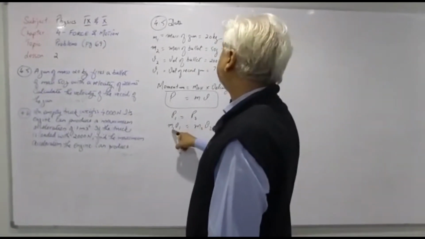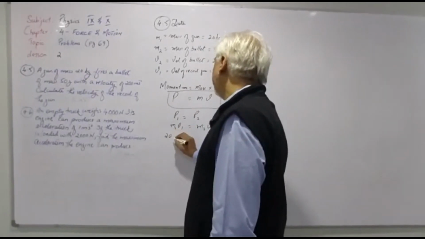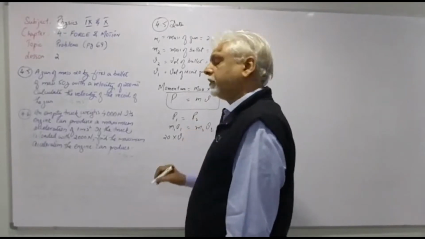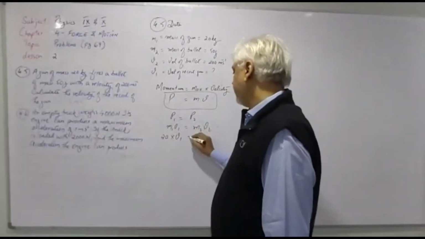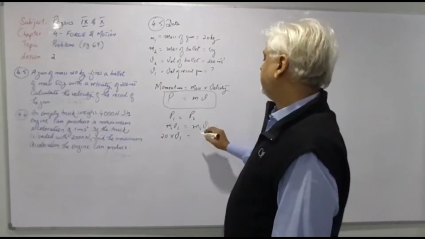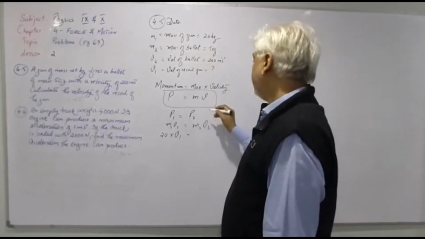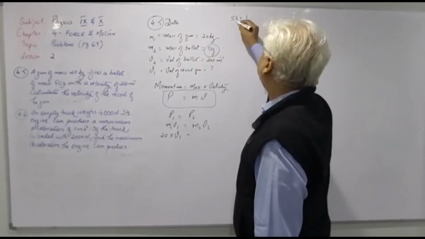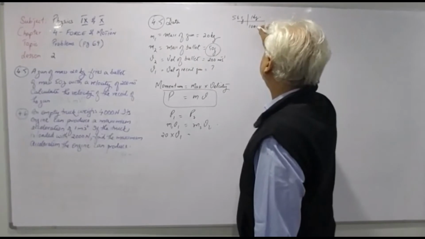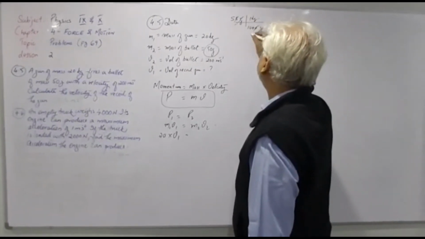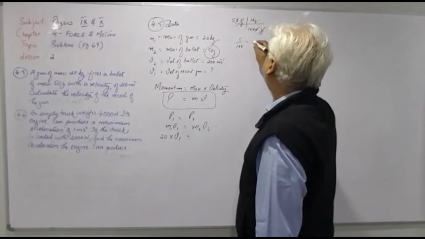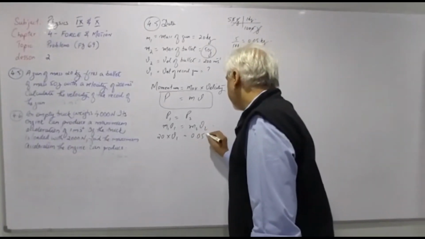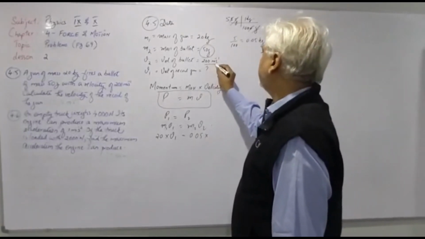So M1 is the mass of the gun, which is 20 kilograms. Velocity of the gun V1 is what we need to find out. This is the velocity of the recoil. Mass of the bullet M2 is 50 grams. Now we need to convert this 50 grams into kilograms. 1 kilogram is equal to 1000 grams, so 50 grams is 5 upon 100, which means 0.05 kilogram. So 0.05 kilogram into velocity of the bullet, which is 200.